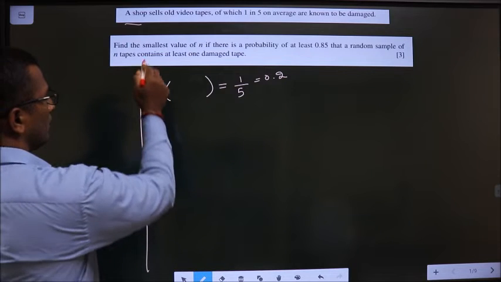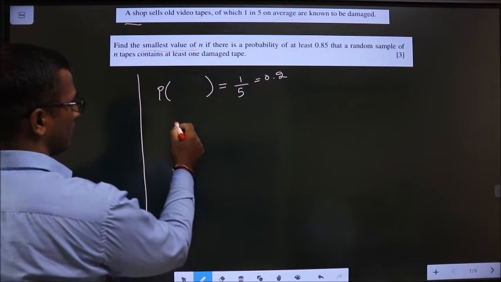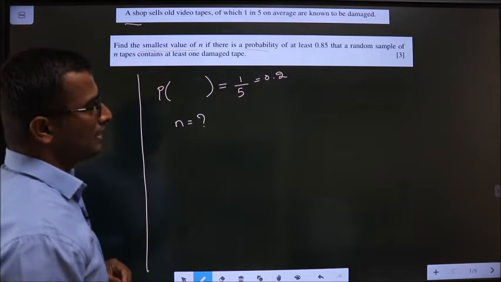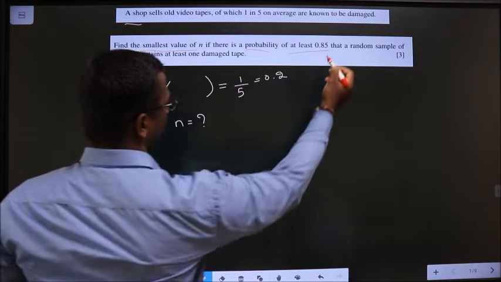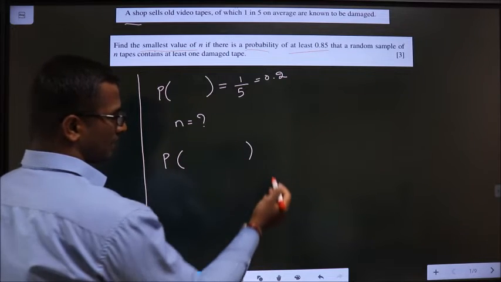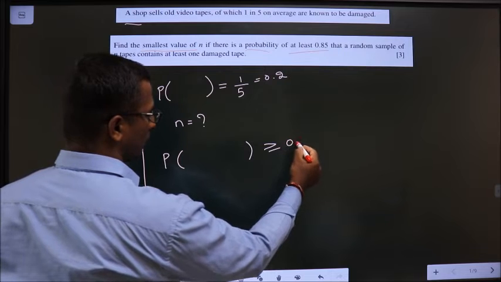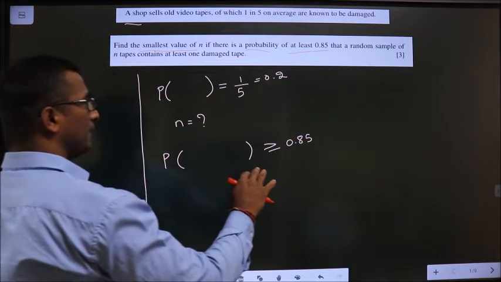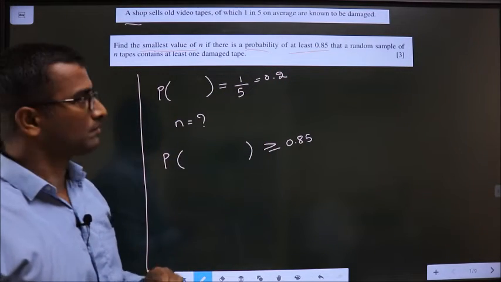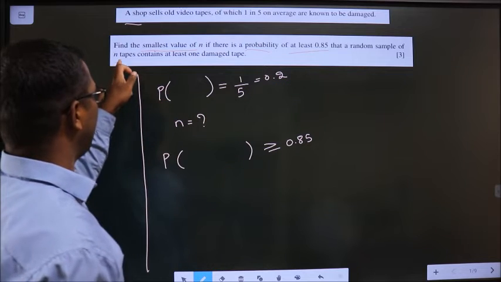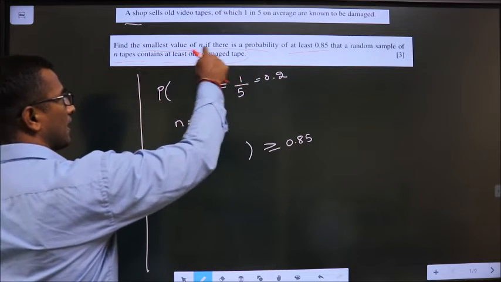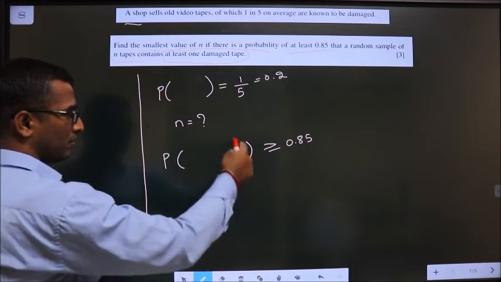Now, find the smallest value of n. So we need to find n. If there is a probability of at least 0.85, see man, he said probability at least, that means greater than or equal to 0.85. Till here is what he meant, till here the statement. Now let's continue. That a random sample of n tapes contain at least one damaged tape. This condition will come over here.